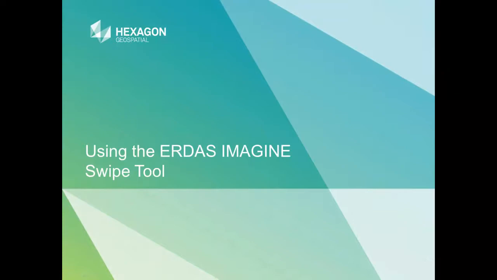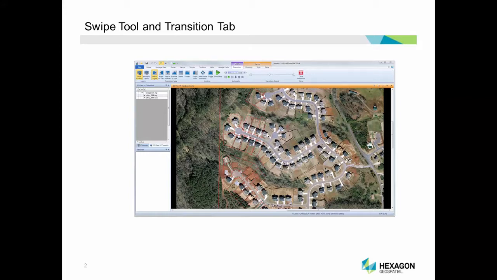Hello, and thank you for watching this Hexagon Geospatial eTraining module using the ERDAS Imagine Swipe tool. With multiple layers loaded in a viewer, the Swipe tool allows you to see all layers in the viewer by swiping the top layers out of the way. Using the multi-layer capabilities, you can choose which layers are visible regardless of the layer stacking order.